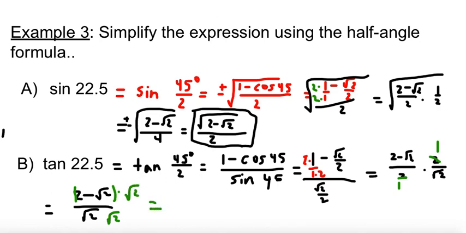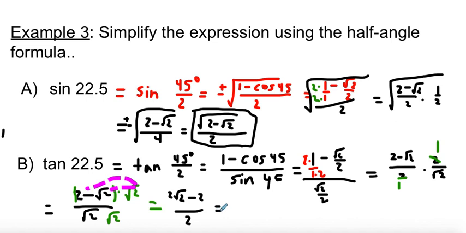So what do we end up getting? Down here, the square root of 2 times the square root of 2 is the square root of 4, which is 2. I could distribute the square root of 2 through up there in the numerator, so I'm going to do that. So I get 2 square root of 2 minus square root of 2 times square root of 2 is square root of 4, which is 2.